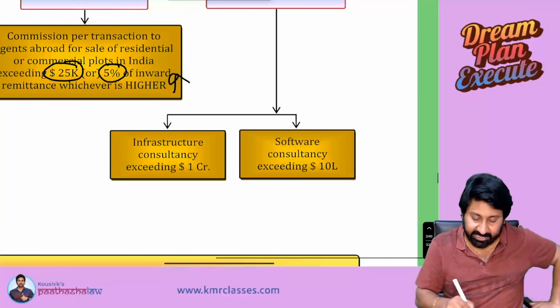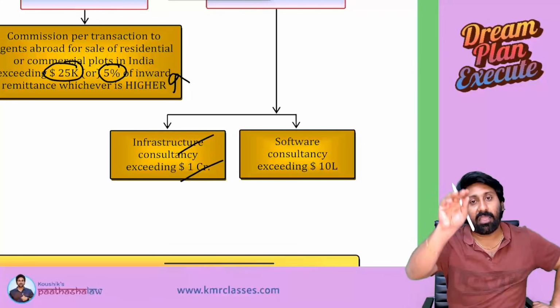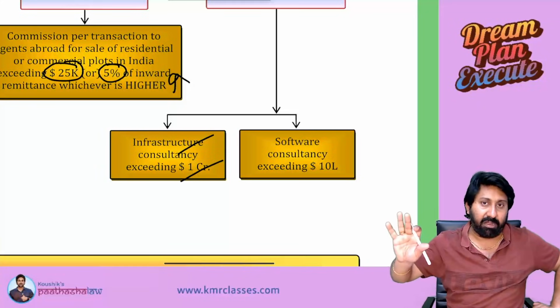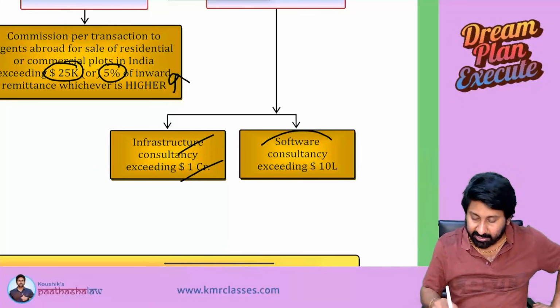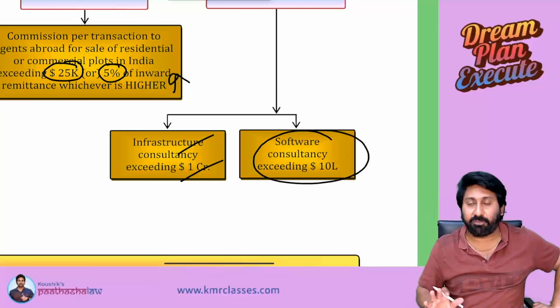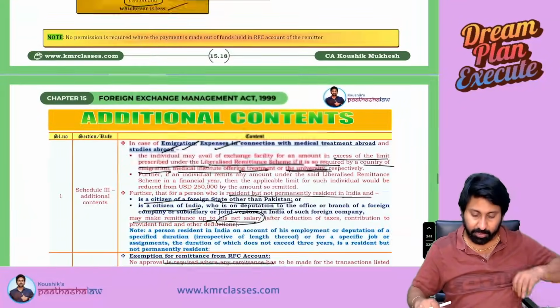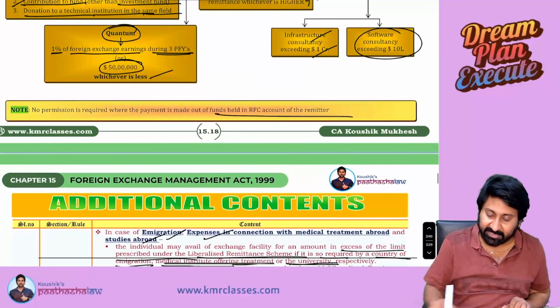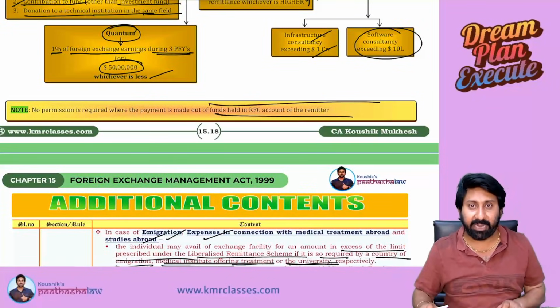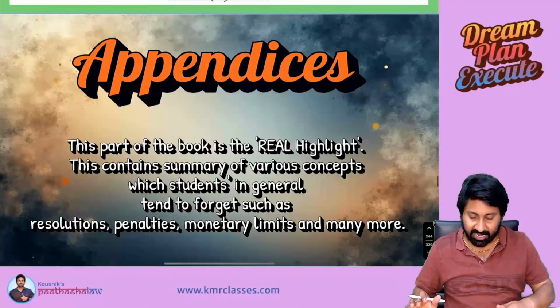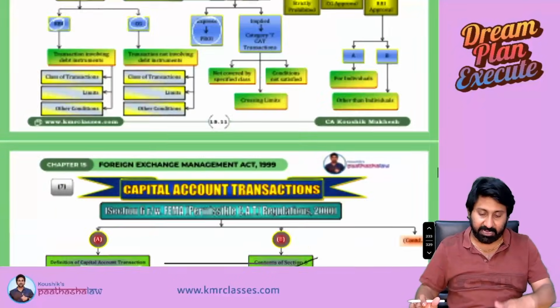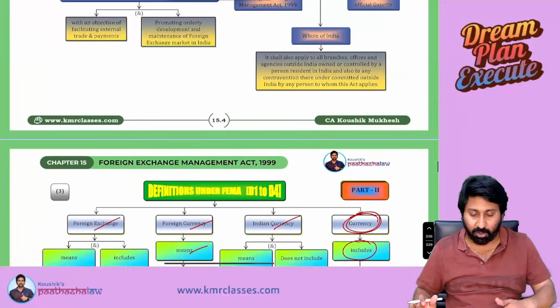Okay. Next, consultancy. Infrastructure consultancy, up to $1 crore, no permission required. Software consultancy, up to $10 lakh if you pay, no permission required. Beyond that, permission of RBI is required. No permission is required if the transaction is made through the RFC account of the remitter. That's it. These are the main concepts, and with this we completed our first other law, called FEMA.